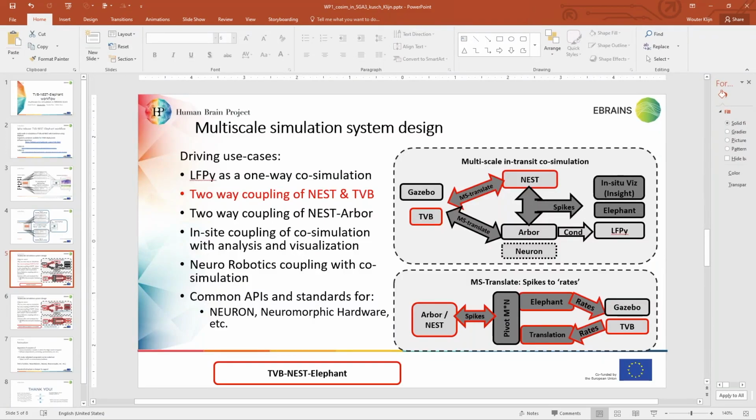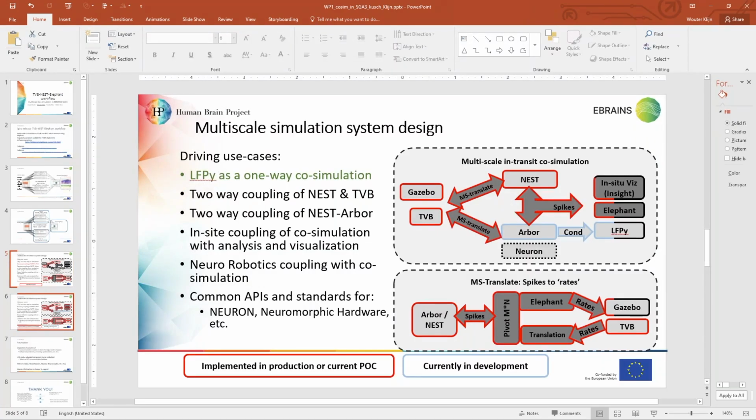Here in red on this page, everything that is now implemented by Lionel. Here in red, everything that is currently in production or exists as a proof of concept. And in blue, we're even working on the generation of LFP and BOLD signals from Arbor simulations. So this is all on the way or exists at the moment.